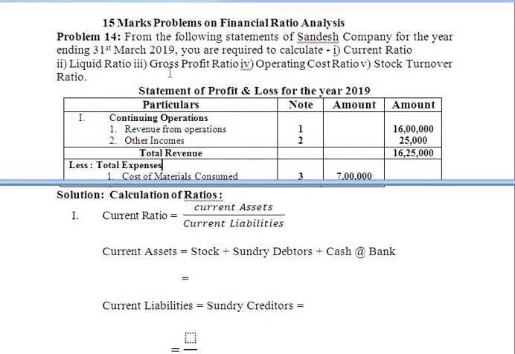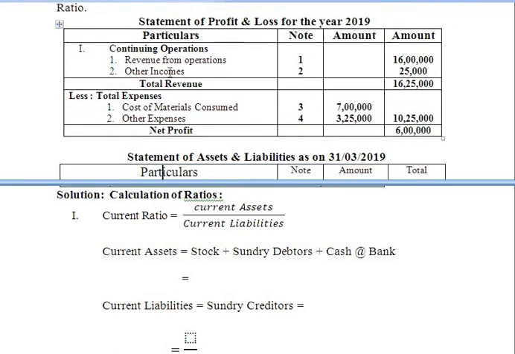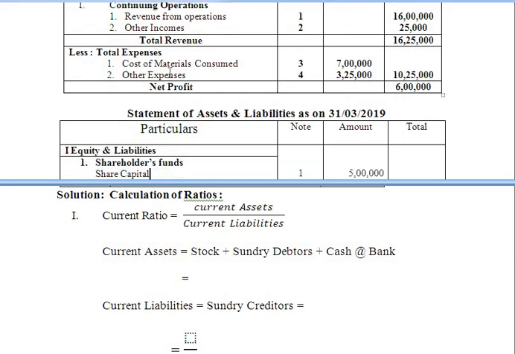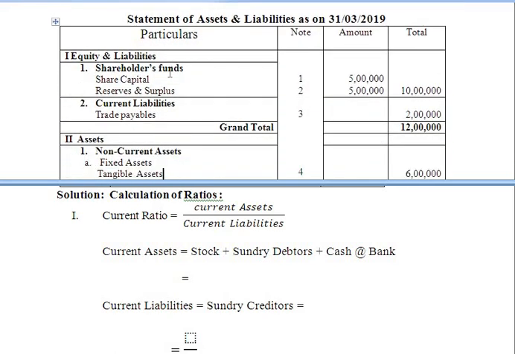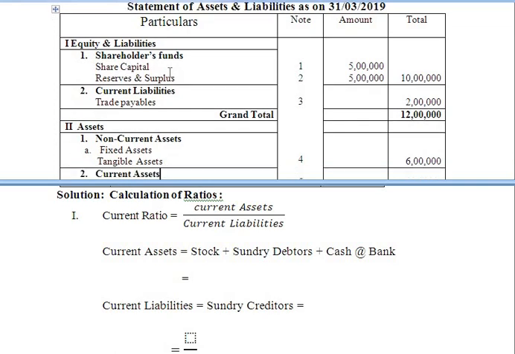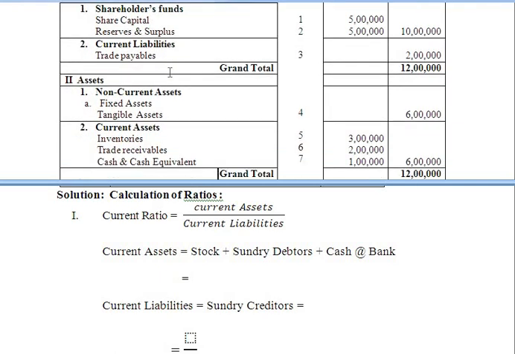This is the statement of profit and loss for the year 2019. Total revenues is 16,25,000 and net expenses are 10,25,000, and the net profit for the year is 6 lakh. And this is the balance sheet, that is statement of assets and liabilities. The total of equity and liabilities is 12 lakh. Next, assets same 12 lakh.